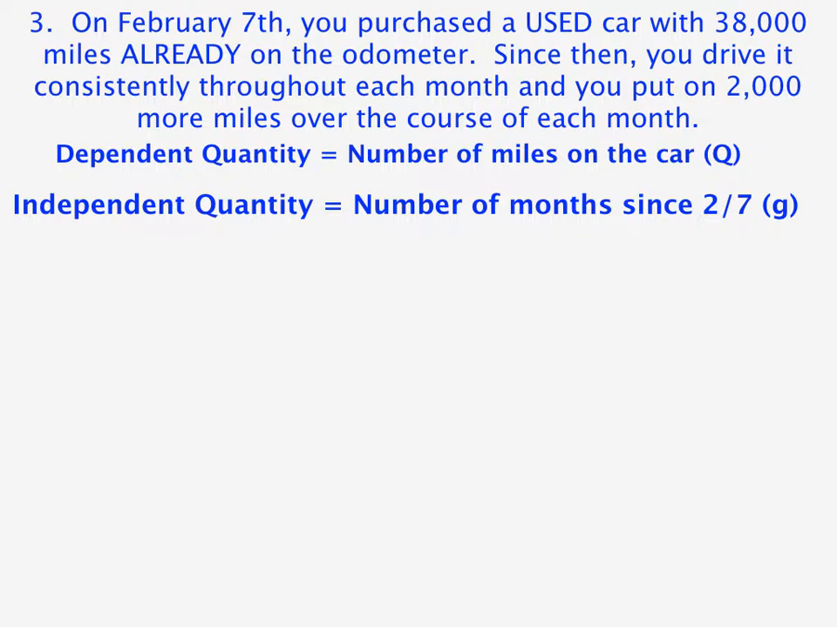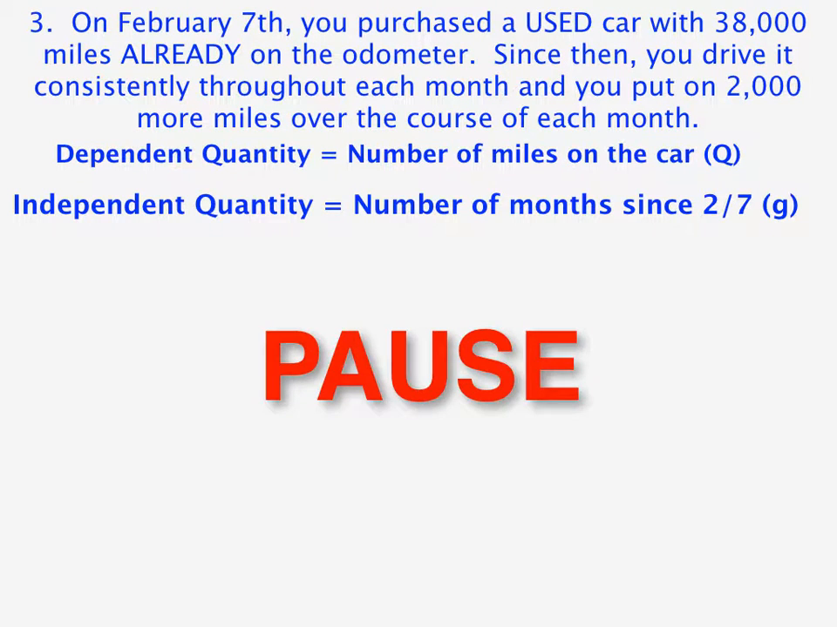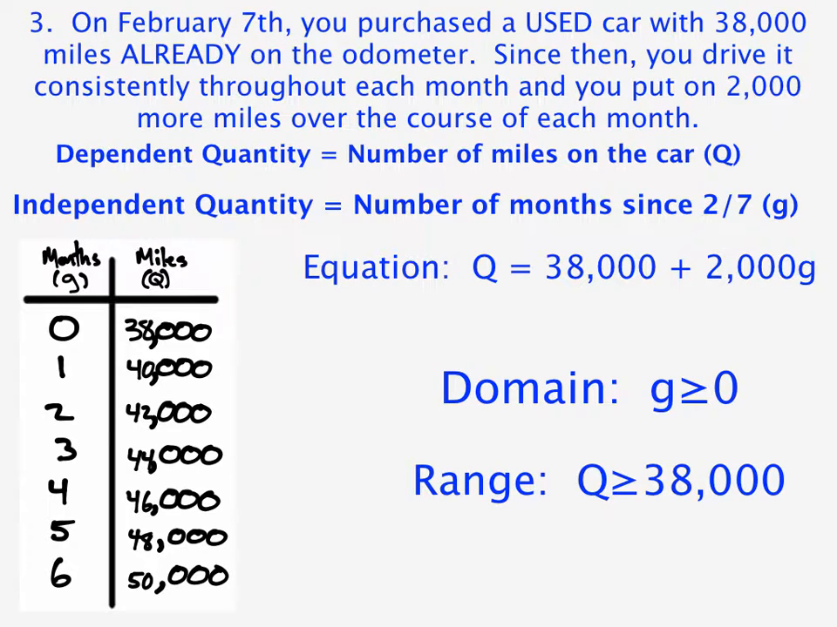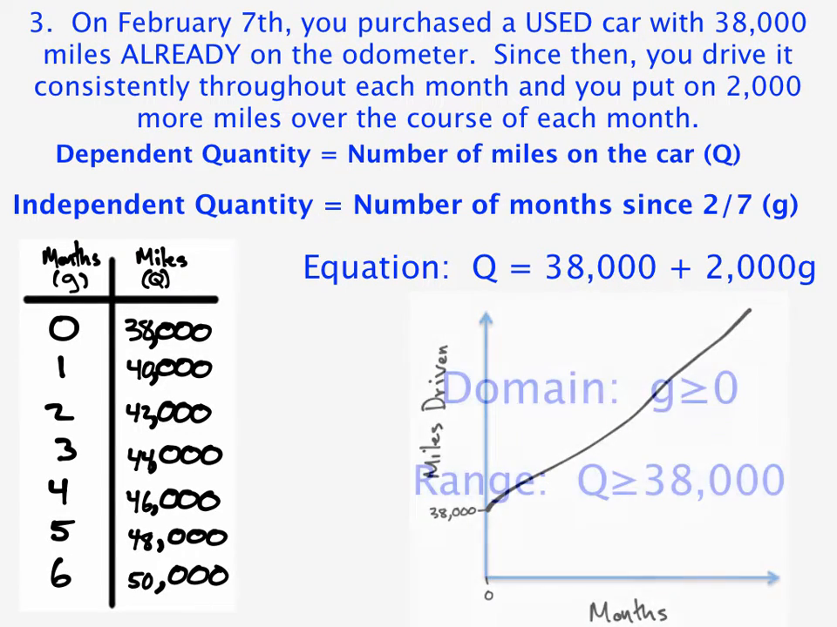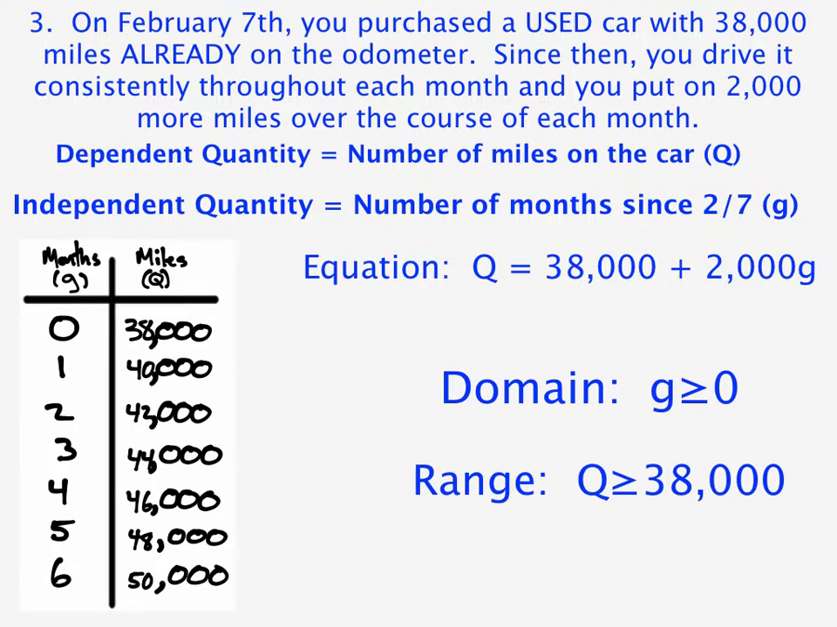Since then, you drive it consistently throughout each month and you put on 2,000 more miles over the course of each month. 2 things of note. First, the domain and range. Since this relationship could be best described with a continuous graph, a connected graph, our domain and range are not just going to be lists of individual numbers, they're going to be intervals, so they're best captured by inequalities.